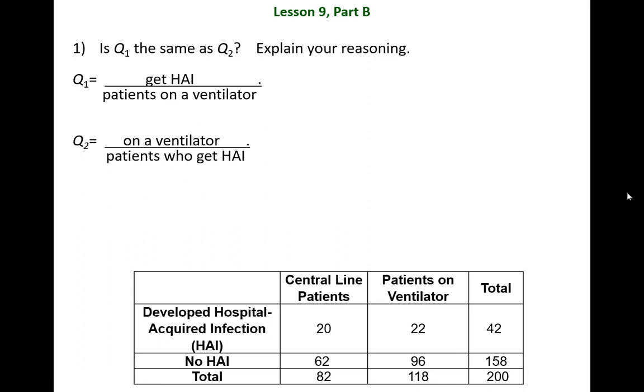Is Q1 the same as Q2? No, we've already talked through. How many patients on a ventilator get a hospital-acquired infection? Well, there were 118 on that ventilator, and of those, 22 got an infection. That turned into 18.6%. This compared the patients who got an HAI. How many got an HAI? 42. How many of that 42 were on the ventilator?